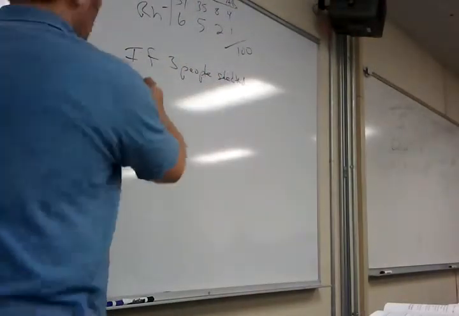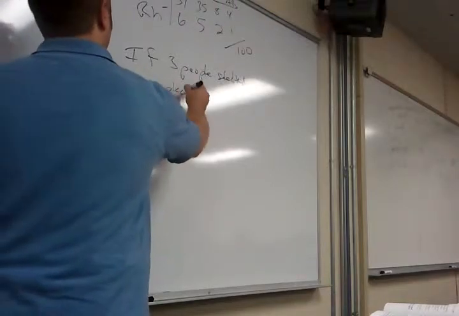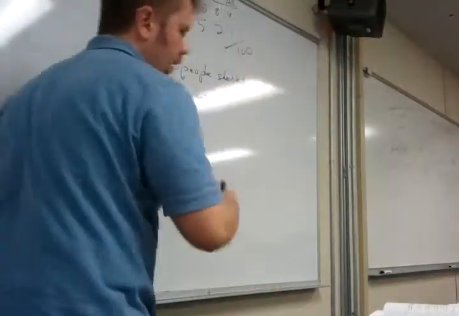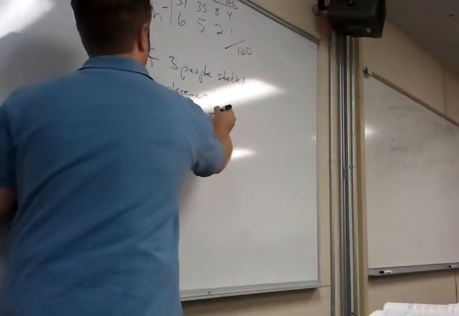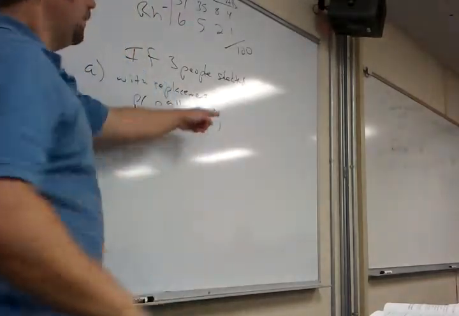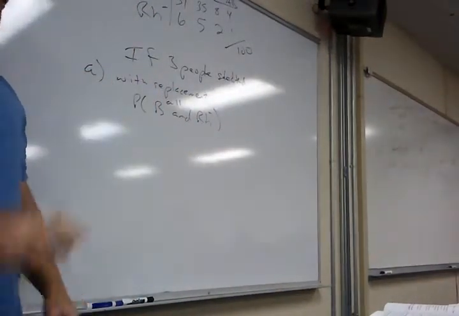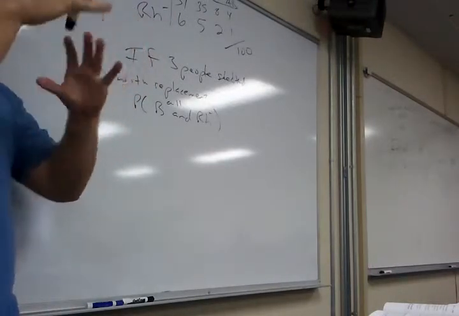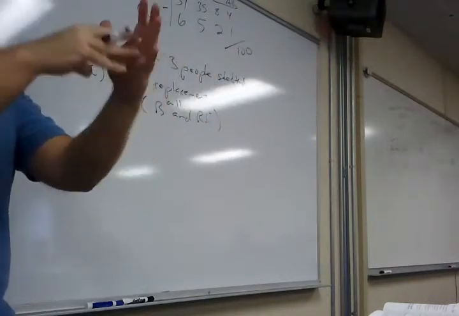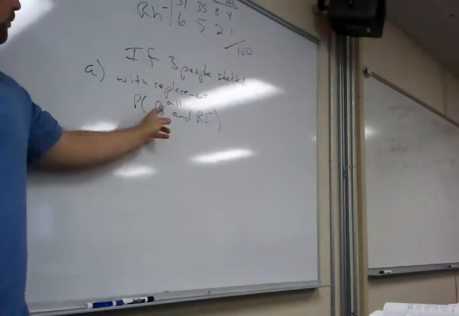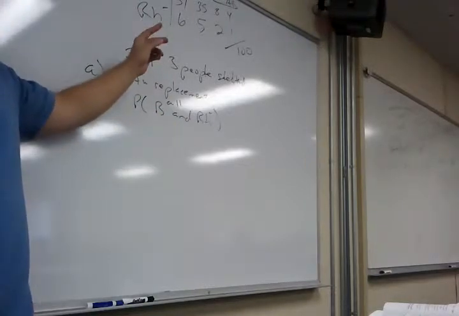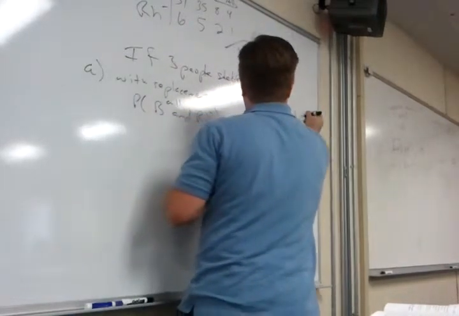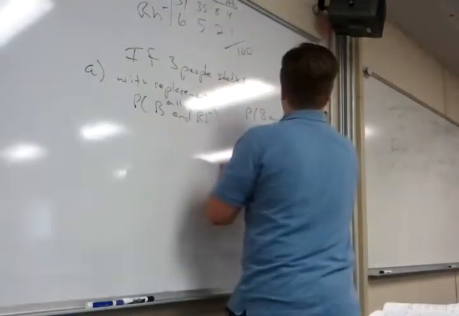The first one says with replacement. Find the probability that they are all Group B and RH negative. So again, my suggestion: when they start picking more than one thing, you start identifying all the single probabilities by themselves, and then you can start multiplying whatever you need to from there, right? So what's the probability that one person is B and RH negative? 2 out of 100. So B and RH negative by itself is 2 out of 100.